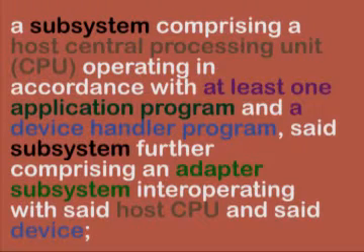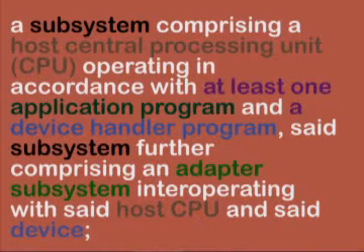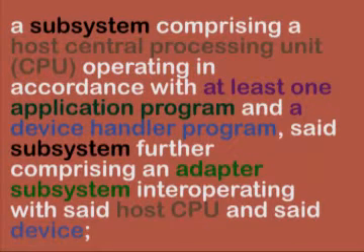Okay, now let's look at the next part of Claim 1. After the preamble, it goes on to say a subsystem comprising a central or host central processing unit, CPU, operating in accordance with at least one application program and a device handler program. Said subsystem further comprising an adapter subsystem interoperating with said CPU and said device. Then it continues, but let's first talk about this.